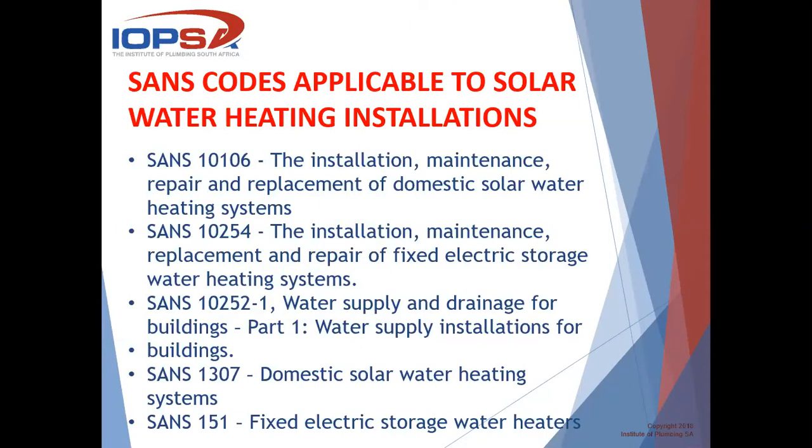10.254 that we all know regarding electrical geysers. 10.252, which is the water supply. 13.07, specifically regarding domestic solar water heating systems. And then SANS 151, which points to fixed electrical storage water heaters. Those are the main ones. There's obviously a whole list of these. These are just the ones we mentioned in particular, specifically regarding these types of systems.